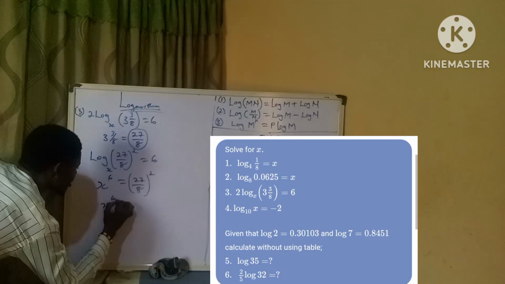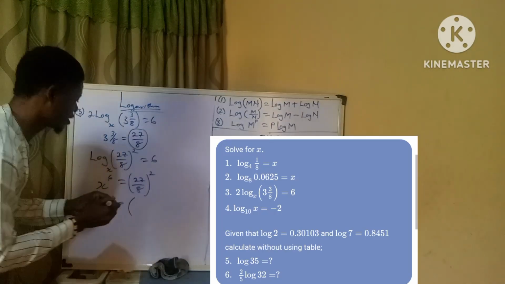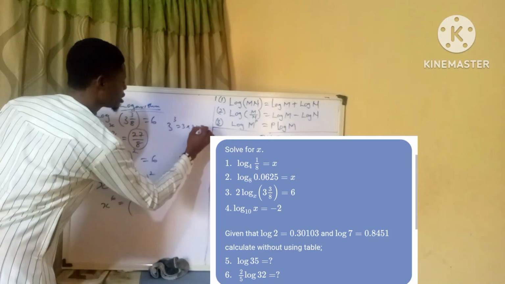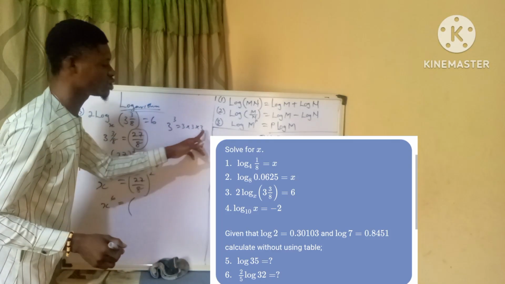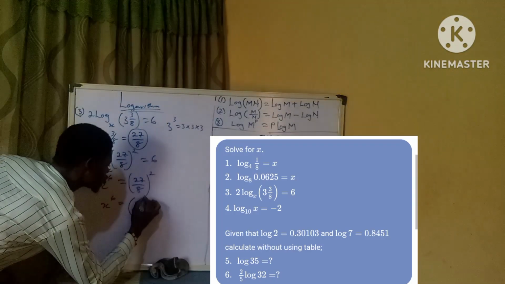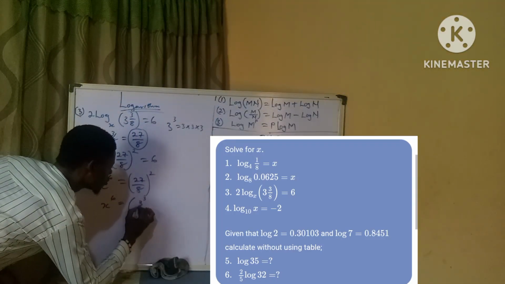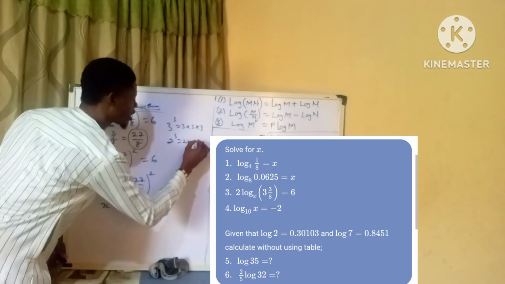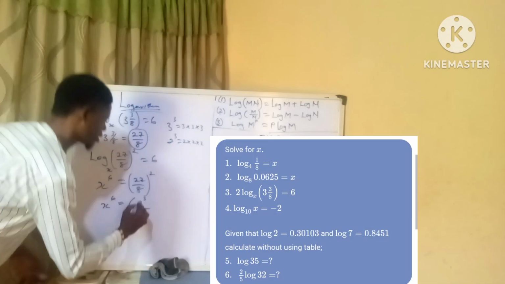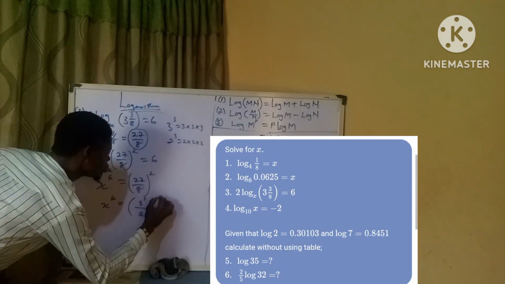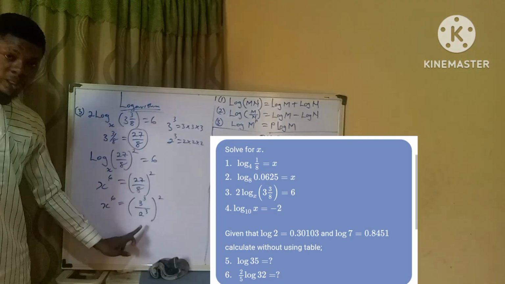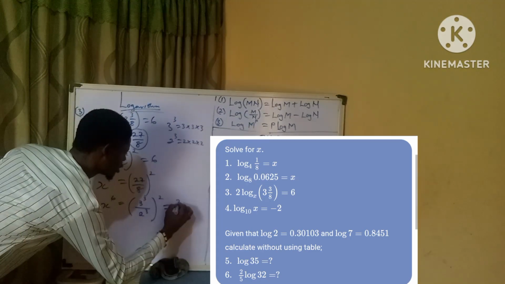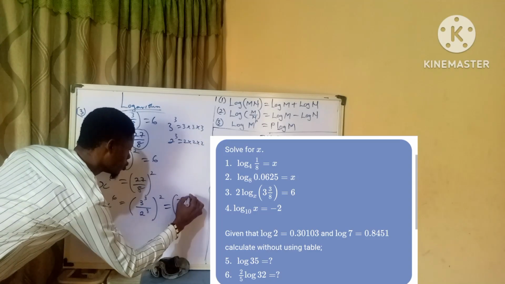Now we give you x raised to power 6 equals 27, which is the same thing as 3 cubed. That is 3 times 3 times 3. 3 times 3, 9. 9 times 3 will give you 27. So you can as well say this is 3 raised to power 3, all over. Your 8 is also 2 cubed. 2 times 2 times 2. 2 times 2, 4. 4 times 2, 8. 2 raised to power 3, then squared. Now they are having common power 3, 3. So you can as well say this is equals to 3 over 2 cubed.